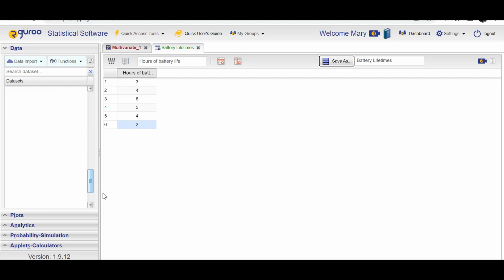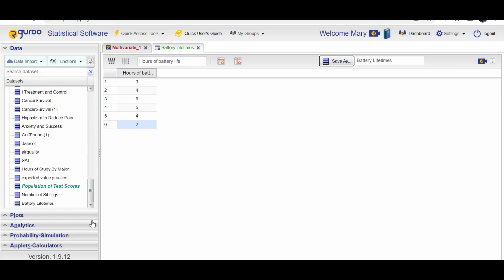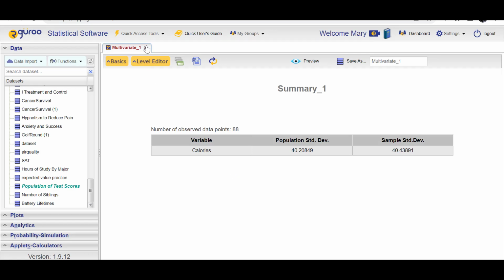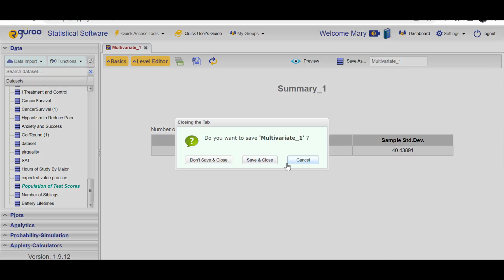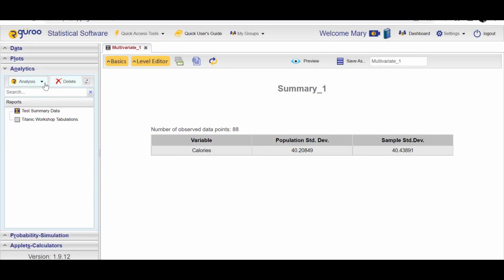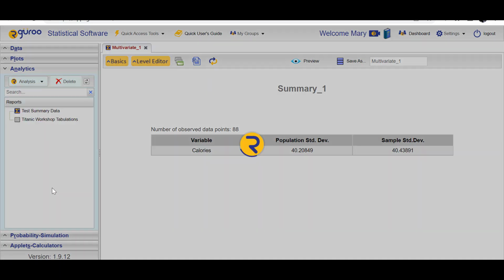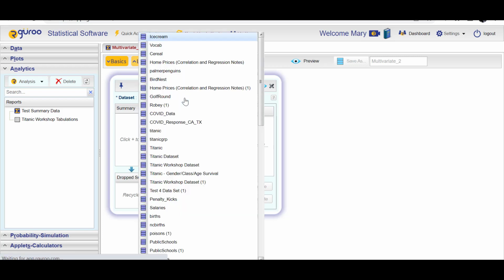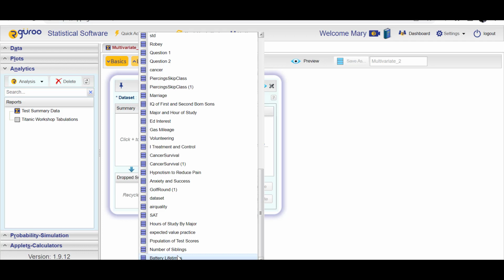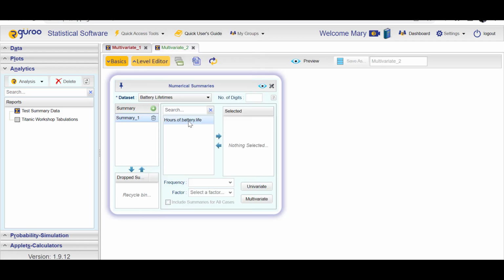Okay, so you can see I've added the data set and I've labeled it as battery lifetimes. You can see it's now here at the bottom of my data. All right, I'm going to close it out. So I'm going to go to Analytics, click on the drop down, choose Numerical Summaries. I'm going to choose my new data set, which is way far down at the bottom, battery lifetimes. And then we're going to move the variable, which I named hours of battery life, over to the far right.